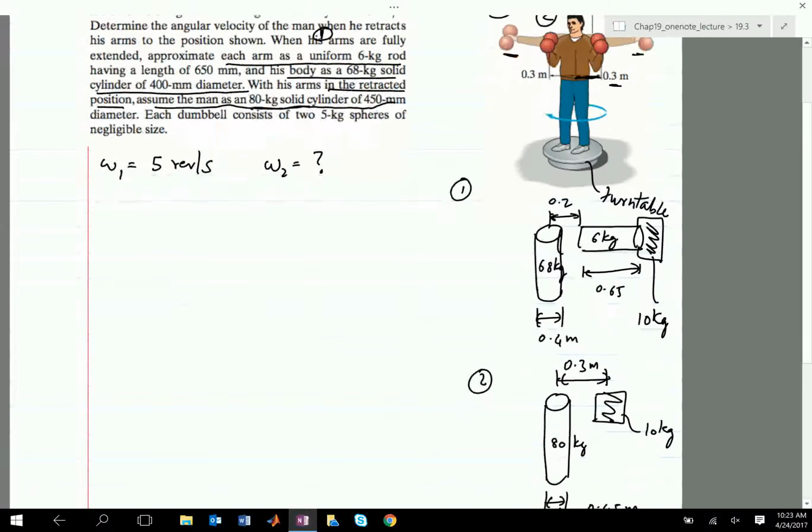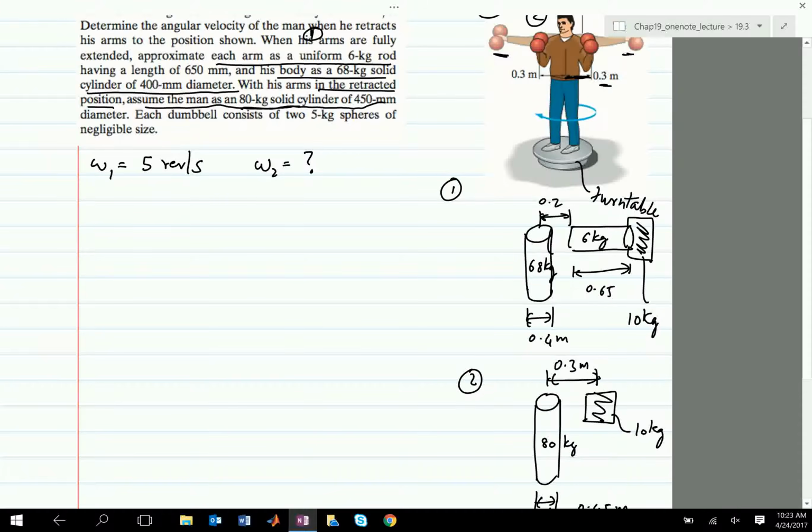Okay, so essentially what's happening is he's on a turntable. This, by the way, is a turntable, right? He's spinning at an angular speed of 5 revolutions per second. When he's spinning, he holds 2 dumbbells as shown, and then he quickly moves them like this, and then you're asked to find the new speed of the turntable.